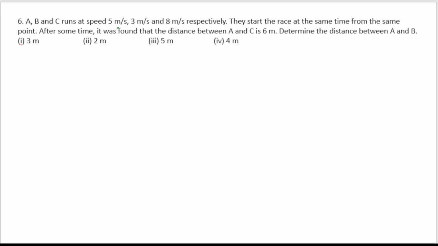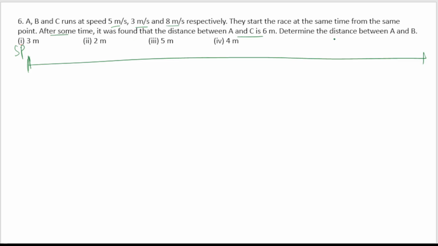A, B and C run at a speed of 5 meters per second, 3 meters per second and 8 meters per second respectively. They start the race at the same time from the same point. See, this is the starting point. This is the race. After some time, it is found that the distance between A and C is 6 meters. Determine the distance between A and B.